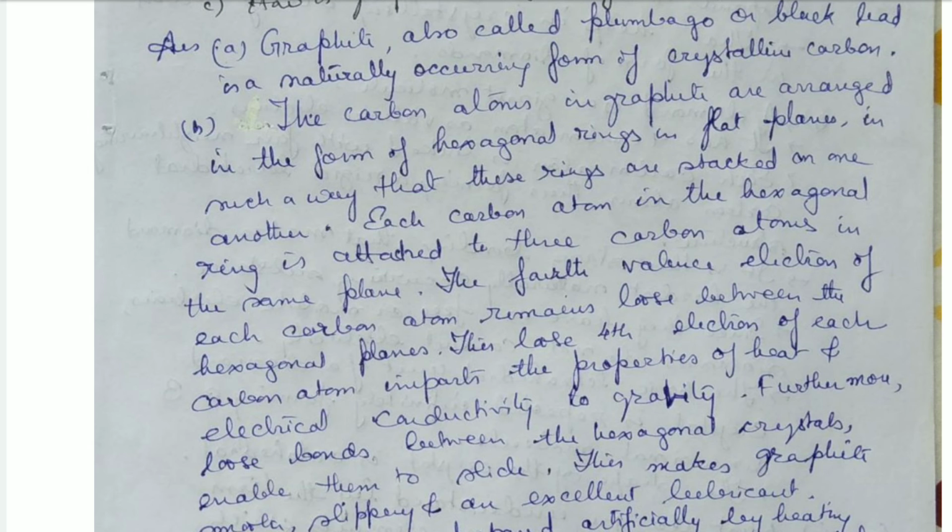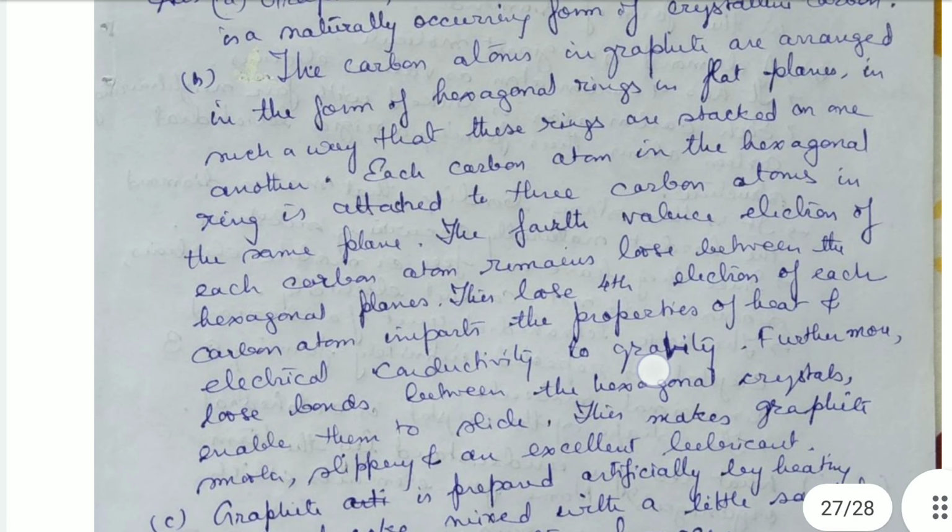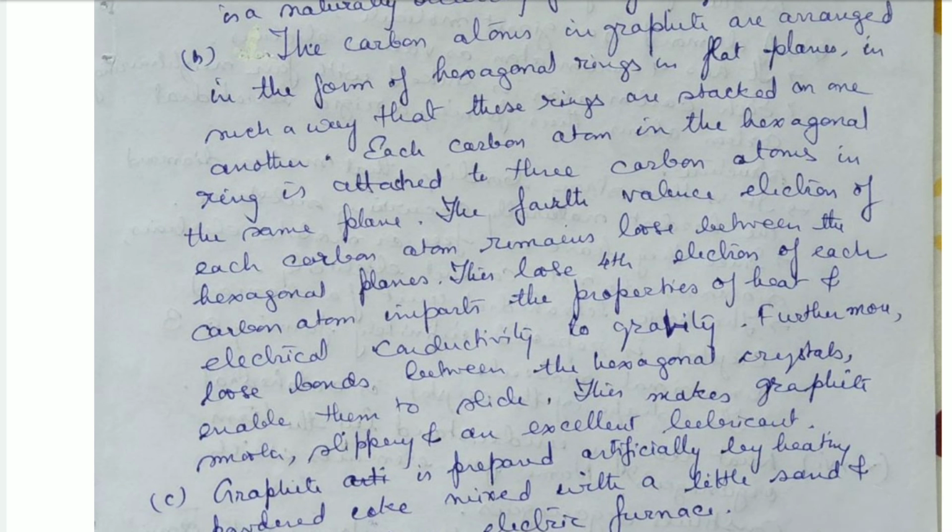These flat rings are stacked one above the other, and in the hexagonal ring, each carbon atom is attached to 3 other carbon atoms in the same plane. The fourth valence electron of each carbon atom remains loose between the hexagonal planes, and the fourth electron of each carbon atom imparts the properties of heat and electricity conductivity to graphite.